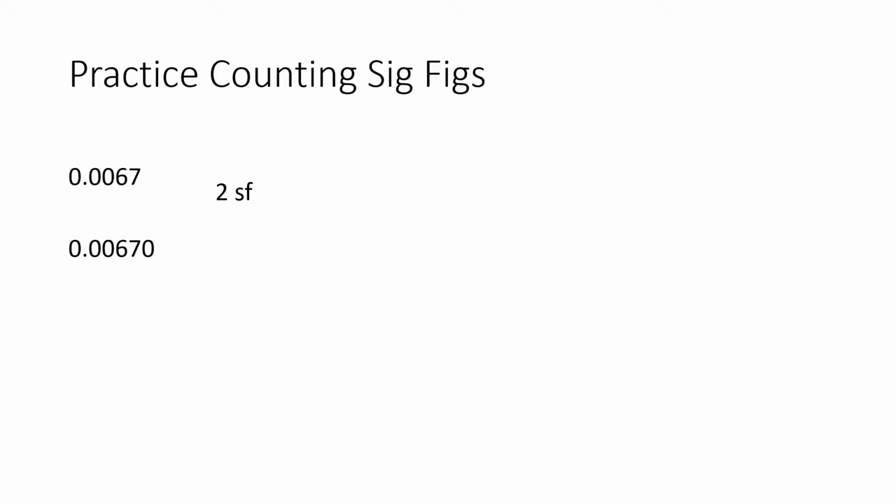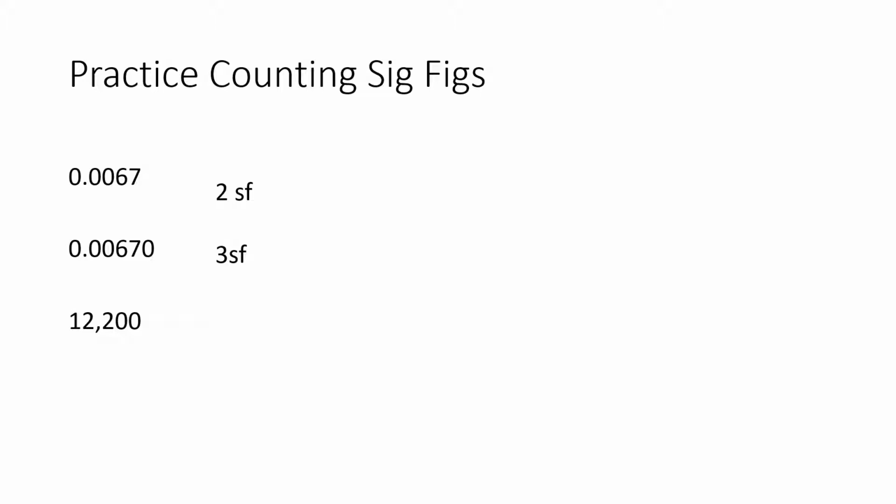In the number 0.00670, it's the same number as the first one, but now it has an additional 0. It still has a printed decimal place, so we're still going to start on the Pacific side, on the left side. The first non-zero digit is yet again the 6, but now 6, 7, and 0 count. So this number would actually have 3 sig figs.